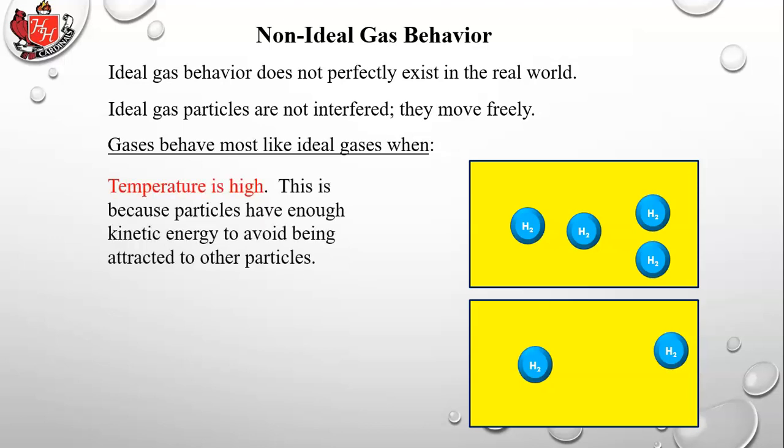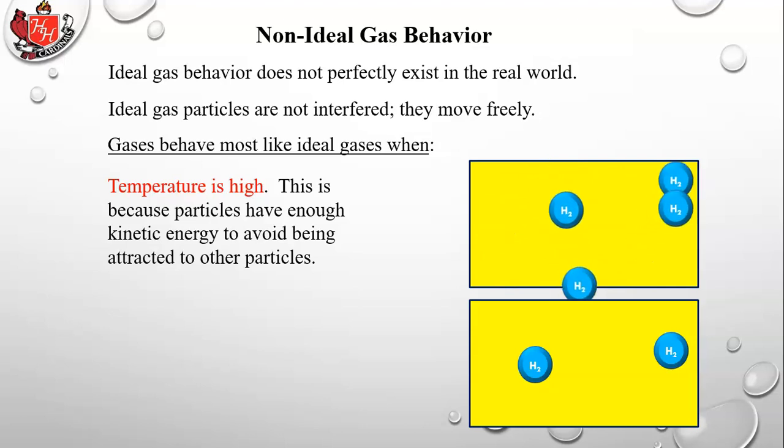This is because particles have enough kinetic energy to avoid being attracted to other particles. Think about when gas condenses down into liquid water. Why does that happen? Because it loses energy. If the temperature is lowered, it causes the water molecules to want to stick together. If the temperature is high, the gas particles are going to want to stay separated from each other.